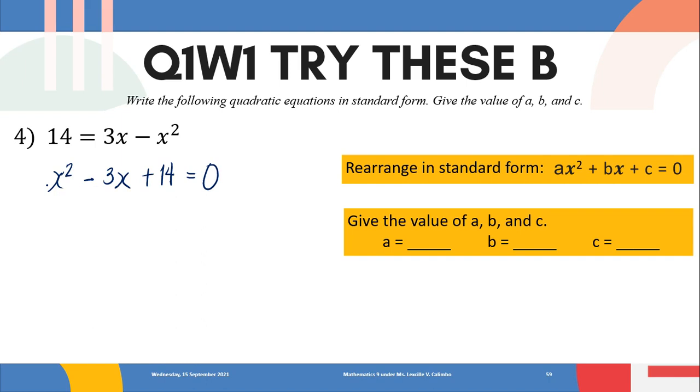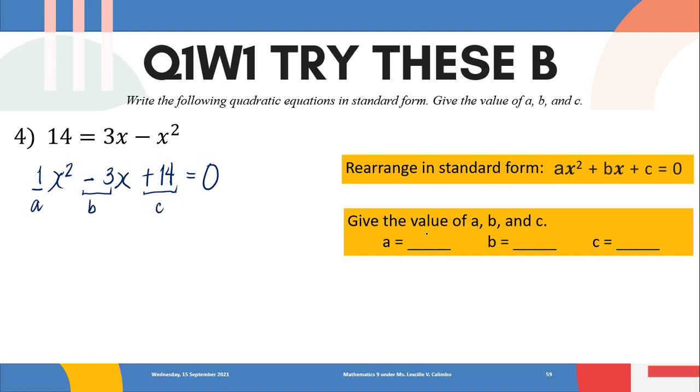A is the leading coefficient of the term x squared. Since we cannot find any number before x, it is supposedly 1. Next, for x, we have the negative 3 here. And then the constant term, positive 14. So that is, again, our A, B, and C.